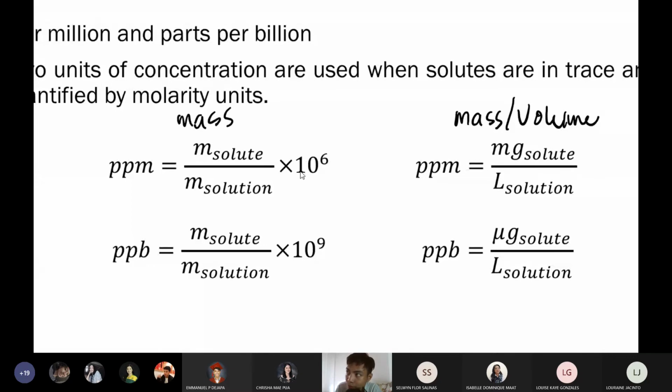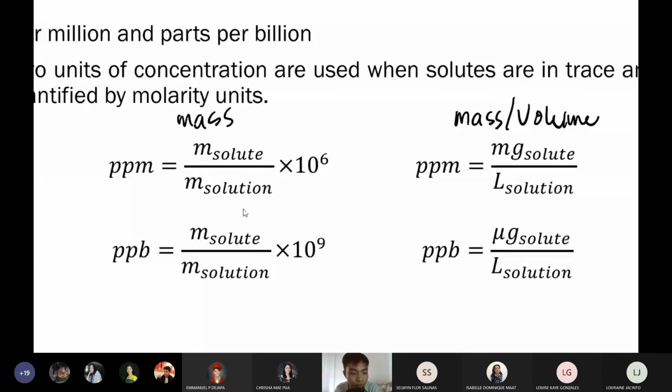No? Multiply mo yan by 1 million, okay? Para makuha yung ppm. Kaya nga per million eh, kasi minumultiply siya by 1 million. Ganun din sa ppb. Yung ratio nila, imumultiply mo by 1 billion or 10 raised to 9 para makuha mo yung per billion na dami ng solute sa inyong solution.